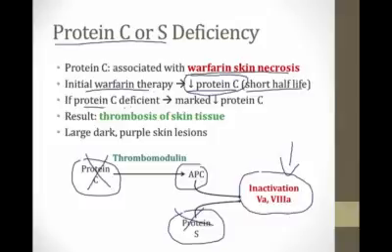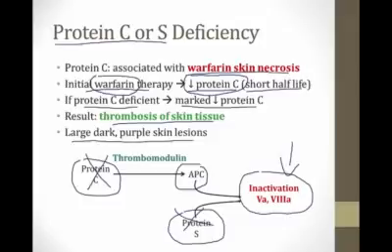If you are already protein C deficient, this can lead to a very marked decrease in protein C. This can lead to a hypercoagulable state that results in thrombosis of the skin and presents as large, dark purple skin lesions. And I talk about warfarin in more detail in the pharmacology modules.